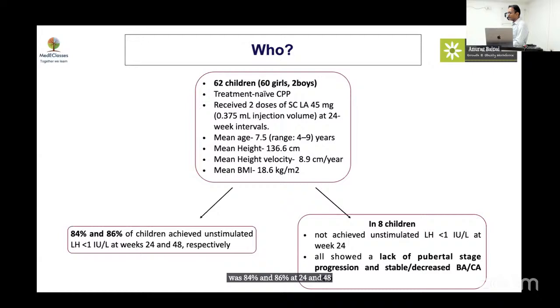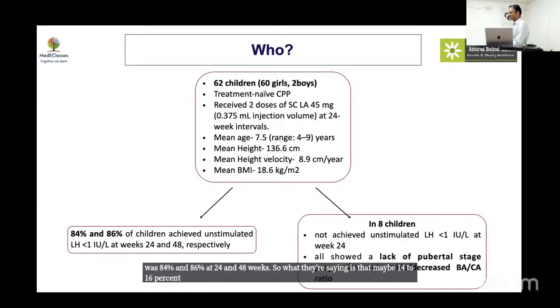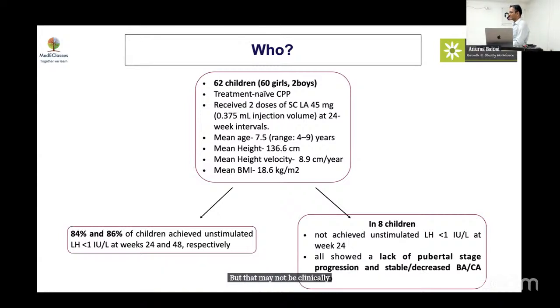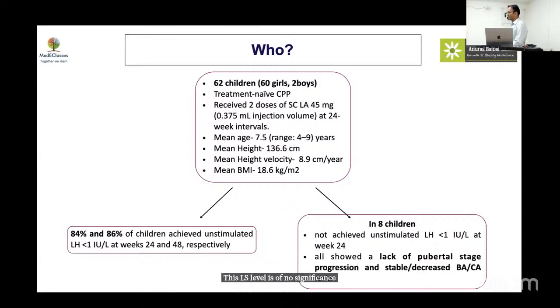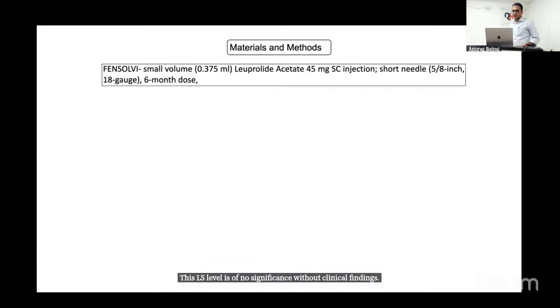So what they're saying is that maybe 14 to 16% of people had high LH, but that may not be clinically significant. Exactly, sir. That's what they're trying to say. So they want to say that this LH level is of no significance without clinical findings. This is what I was trying to say. You may, it has no value. It doesn't help you.